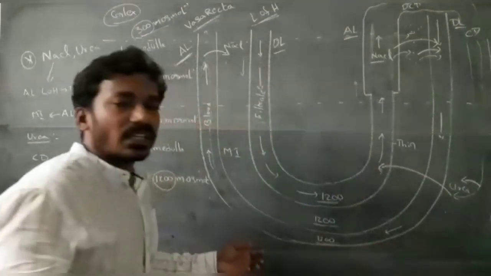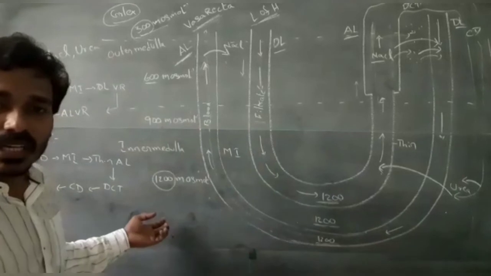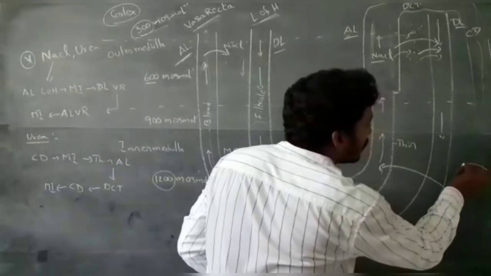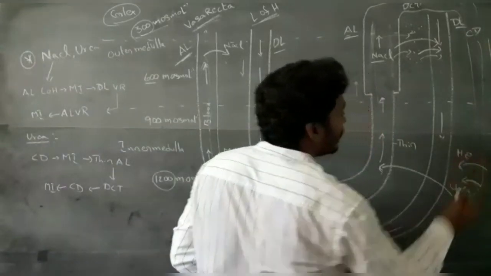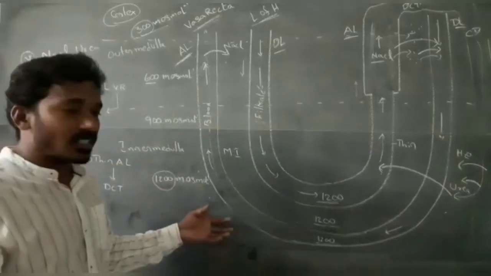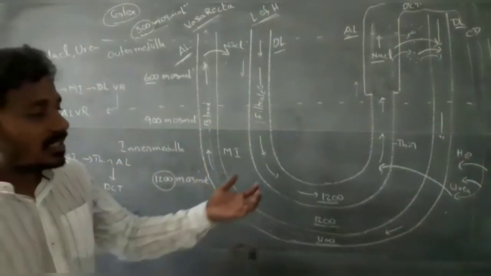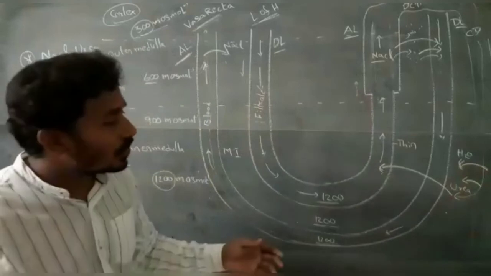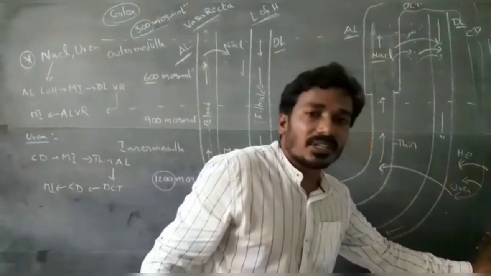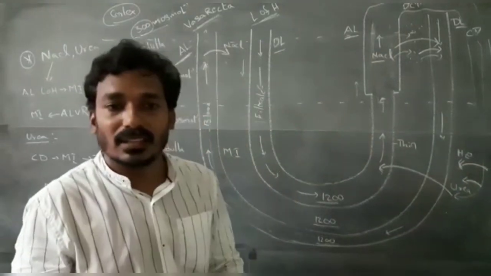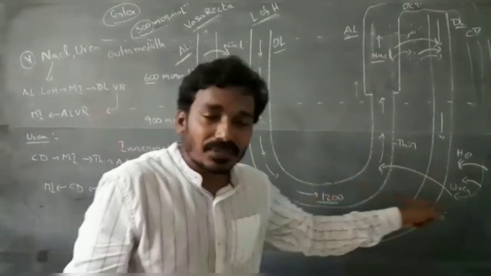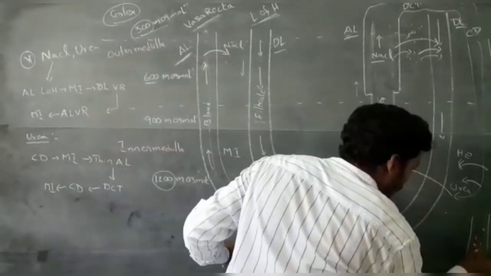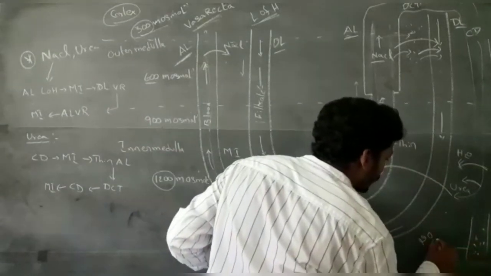This counter current mechanism helps with the easy absorption of water from the collecting duct. This osmolarity helps with the easy absorption of water from the collecting duct. So concentrated urine is formed at the end of the collecting duct. The concentrated urine present at the end of the collecting duct is called secondary urine. This is concentrated urine, secondary urine.